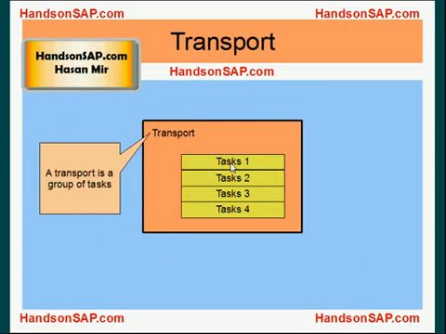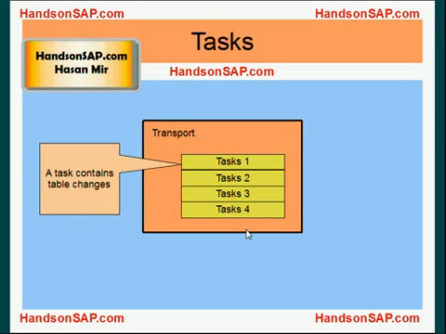Now, a transport. What is a transport? A transport is simply a group of tasks. Okay, so this is a transport, and this transport has multiple tasks, like 4 tasks here. Now, a task basically contains changes to the table. So these are basically instructions for changing something in the table. So one transport is basically a group of table changes.